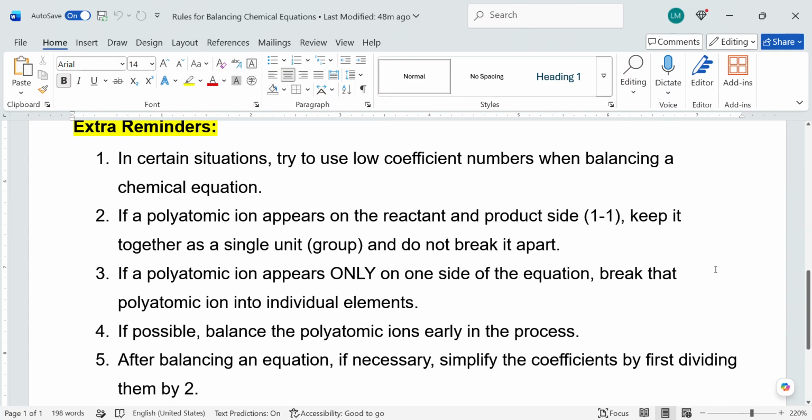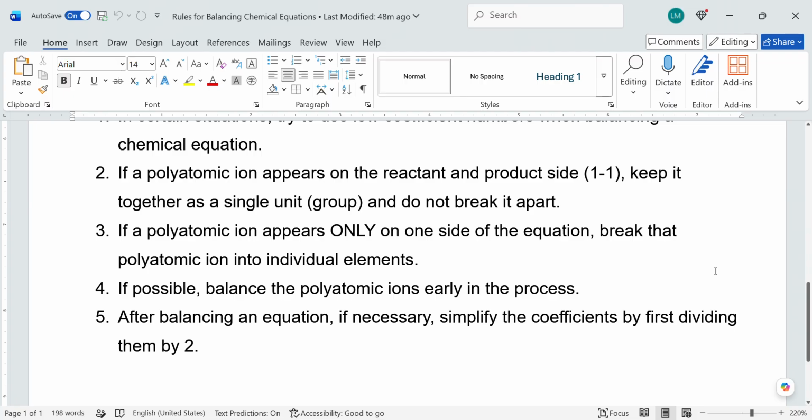Another reminder is that if a polyatomic ion appears on the reactant side and on the product side, that would be your 1:1 ratio, so keep it together as a single unit, also known as a group, and do not break it apart. Now, if a polyatomic ion appears only on one side of the equation, regardless of whether it's on the reactant or product side, if it's only appearing one time, then you have to break that polyatomic ion into individual elements. And I have multiple videos for that as well.